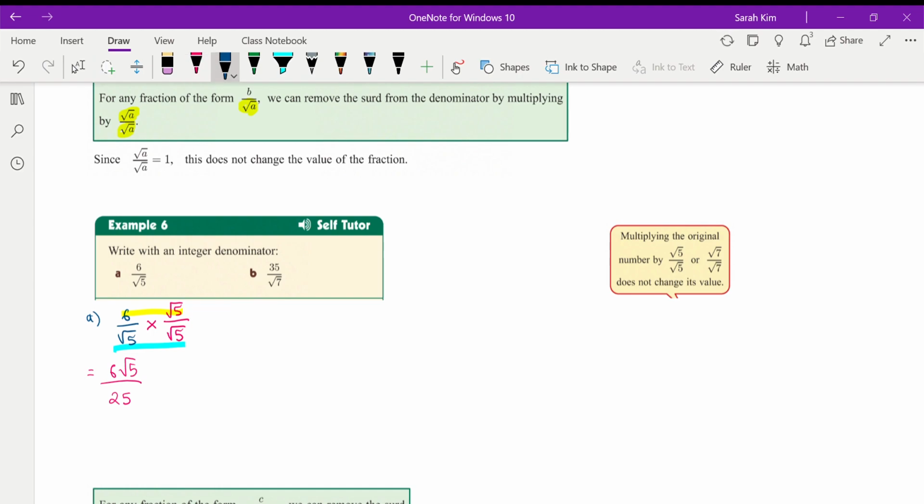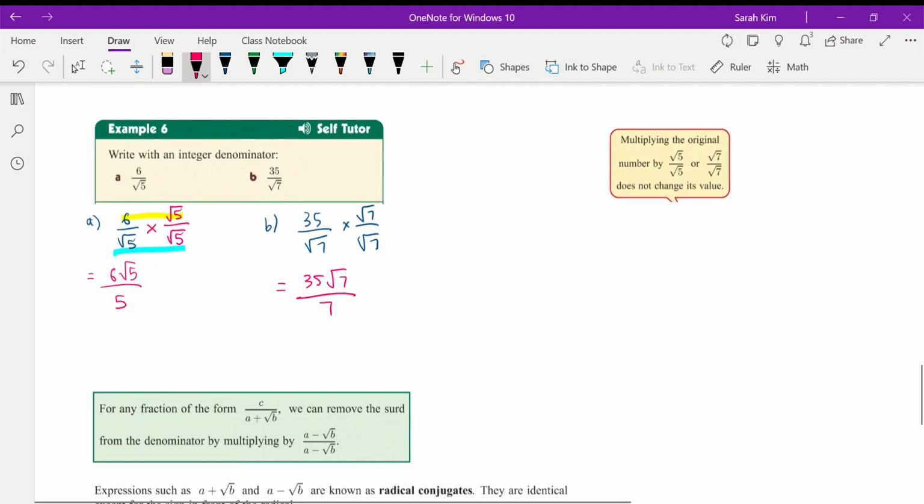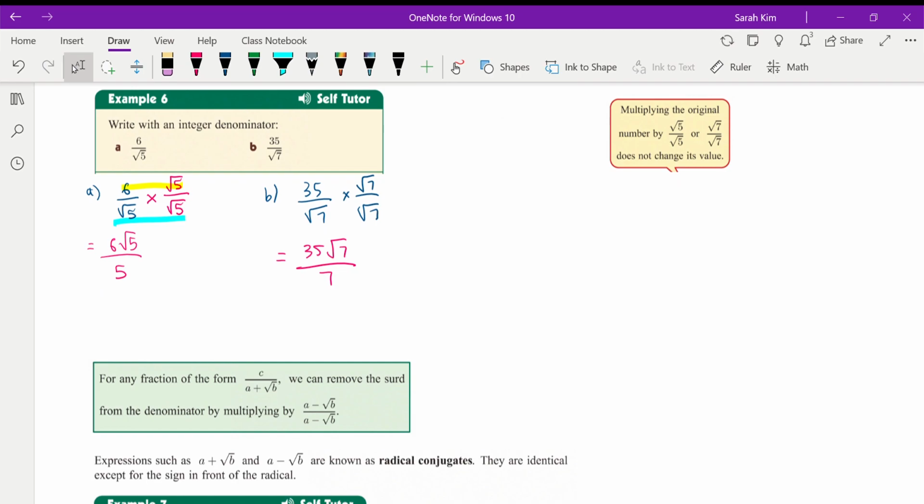B. So again, 35 over square root 7, times square root 7 over square root 7. So in order to figure that out, it's just going to be the numerators together. So it's 35 square root 7, and then 7 times, oh, I did this wrong. My bad. So that's a 5. Square root 5 times square root 5 is 5. Square root 7 times square root 7 is 7. So there we go. So this one can be simplified further because 35 and 7 are divisible. So it's 5 square root 7.